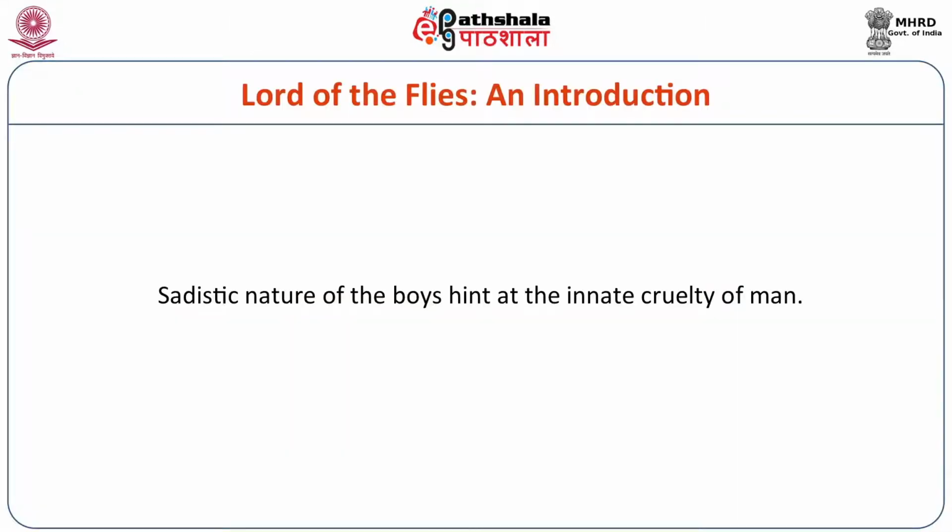Now, what it hints then is that human beings are innately very, very cruel. The sadistic nature of these boys, these characters in the novel, seems to indicate this cruelty. Now, this does not mean that Golding is portraying a world where children are cruel. They stand for the children, and what they do stands for something else. So there is another level at which this novel seems to be operating.